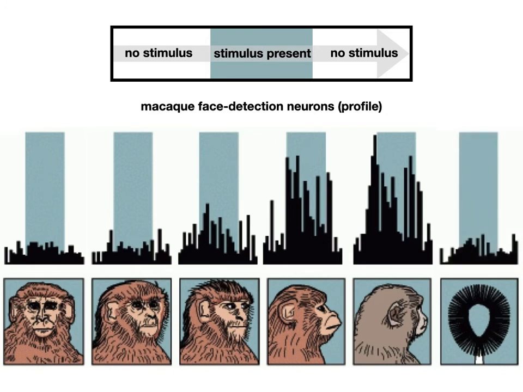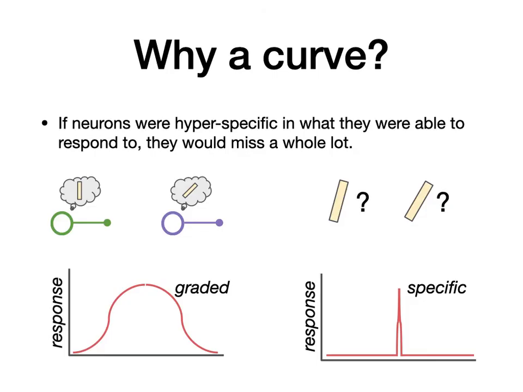Also, the toilet brush doesn't have any activation at all. So that is demonstrating how we see activation for face patterns in macaques, and it also works for humans. So why the curve, right? Why are we doing this curve?